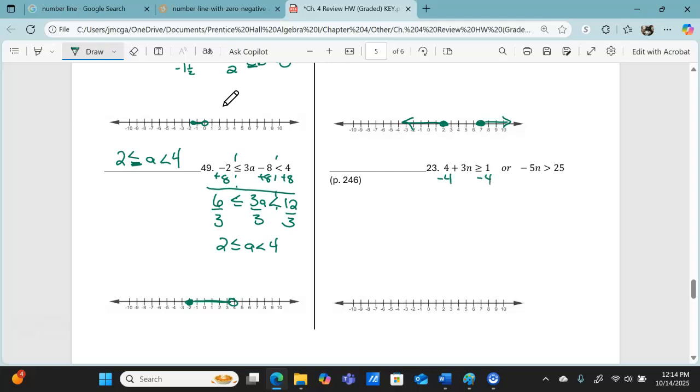Subtract 4 from both sides. This is an or. So 3n is greater than or equal to negative 3 because I have a negative 4 and a positive 1. Signs are different. Subtract and keep the sign of the larger. So I have n is greater than or equal to negative 1. I did not change the direction of the inequality because I didn't divide by a negative. On this one, I do divide by a negative, so I need to change the direction of the inequality. So n is less than negative 5 or greater than or equal to negative 1. So that's what your graph looks like.